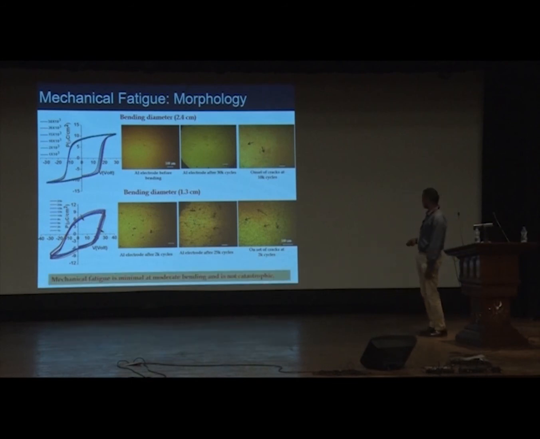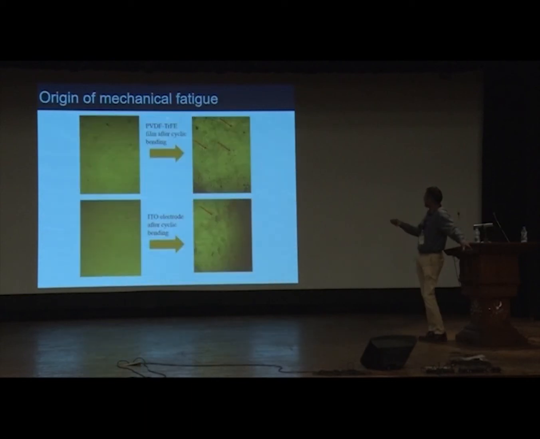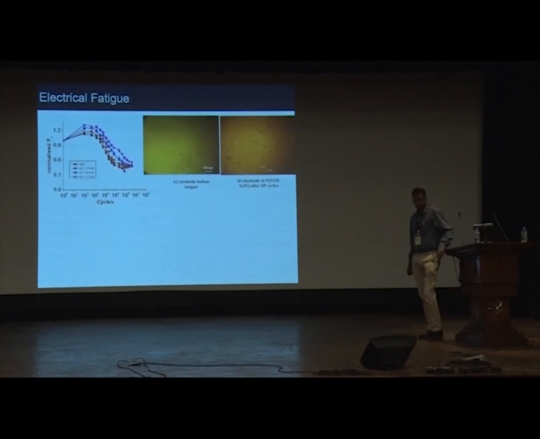But what we found from this study was that mechanical fatigue is very minimal at moderate bending, and it's not catastrophic, which means you can use your device for long periods of time. So we did look at the optical images of various interlayers, and we found that cracks indeed come from the ITO, which eventually get transferred into PVDF-TrFE, and as a result you have cracking at a very large number of cycles at high strains. Nevertheless, what we found is that mechanical strain doesn't do that much harm.